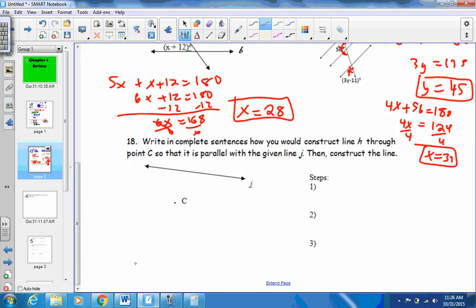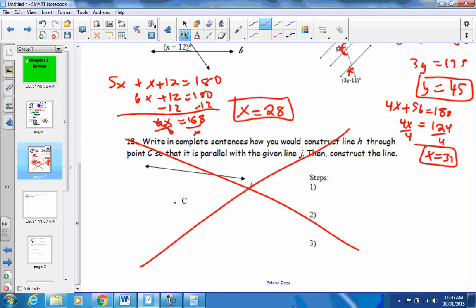Number 18, you can take a big X through your problem because we did not talk about how to construct parallel lines to that point or perpendicular lines. That section we skipped, and that is something you don't have to know how to do. If you would like to know how to do it, you can always ask me or you can look it up.